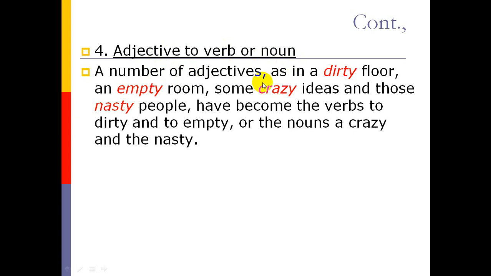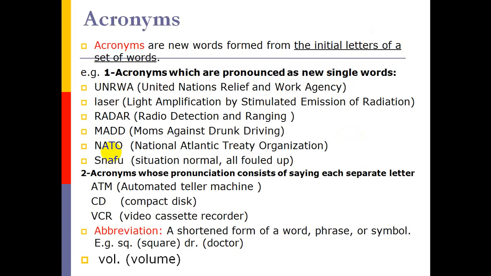A number of adjectives, as in a dirty floor, an empty room, some crazy ideas, and those nasty people. Okay, so all these are adjectives. They have become the verbs to dirty, to empty, or the nouns a crazy and the nasty. Okay? Acronyms. Acronyms are new words formed from the initial letters of a set of words. So they are the beginning or the initial letters of a series of words.